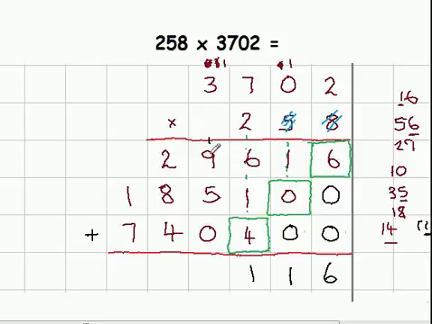1 plus 9 is 10, plus 5 is 15. So once again, the 5 goes in the box there and the 1 gets carried to the top. 3, 11, 15. 1, 2, 9. And there it is.